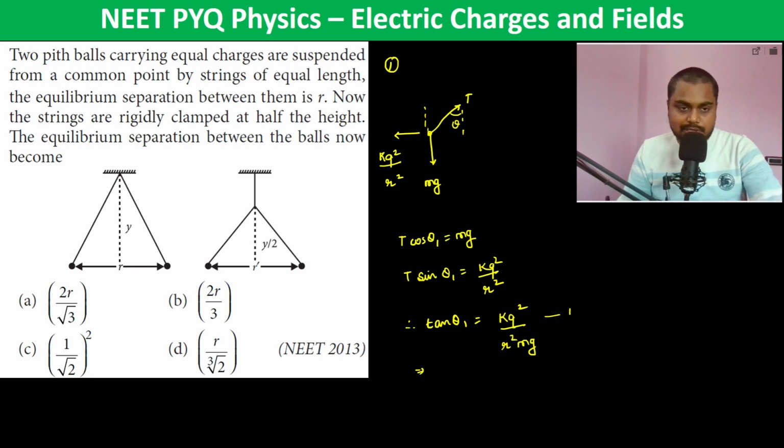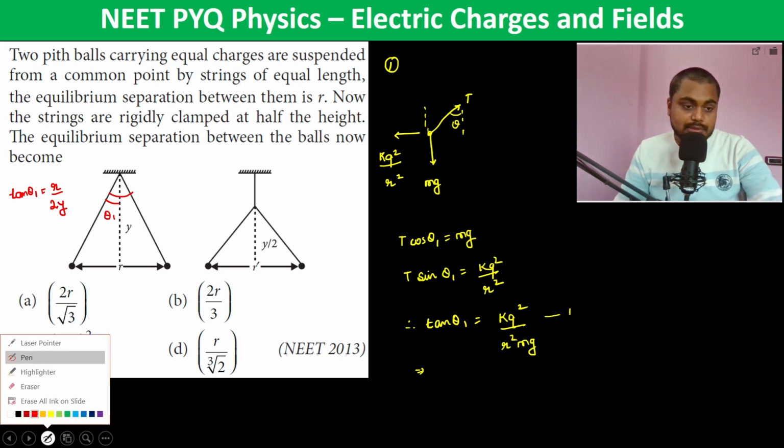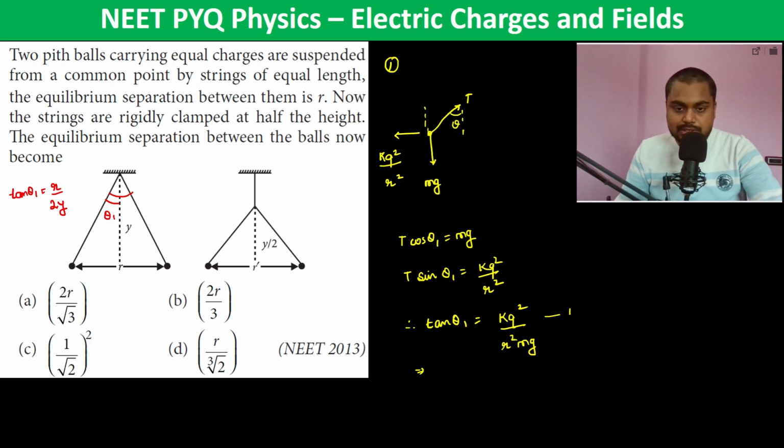This tan theta1 is actually, है ना, अगर ध्यान से देखा जाए, so this, है ना, this entire is 2 theta, this is theta1. Okay, so tan theta1 is basically r by 2y. ठीक है, तभी लिख देते हैं हम लोग, है ना. tan theta1 is r by 2y is equal to kQ² by r² mg. ये हो गया पहला equation.